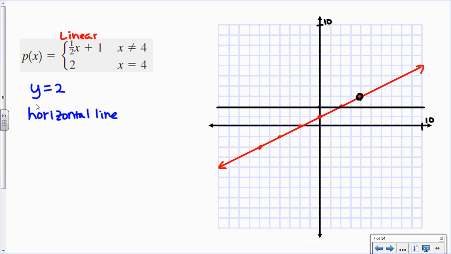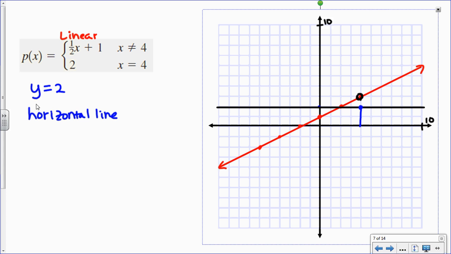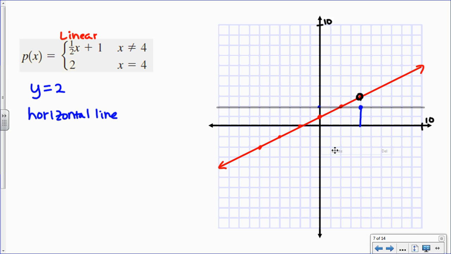Look at your domain though. It says it's y equals 2, it's a horizontal line, but only for this point. Only right here where x equals 4. So this ends up being just a single point. It's saying y equals 2 when x equals 4. So basically what they did was this piecewise function. This point is there just to help fill that hole.